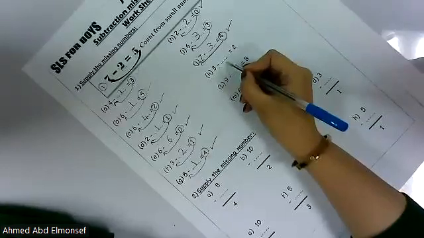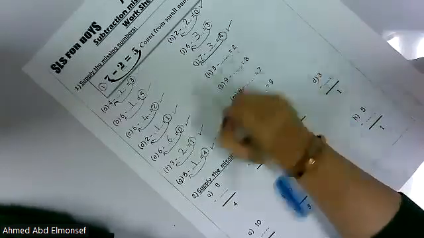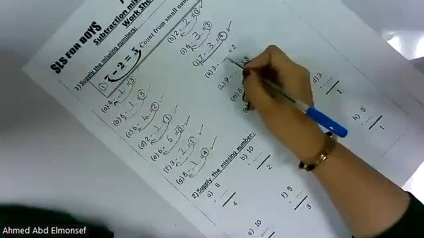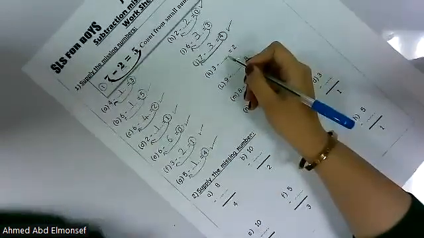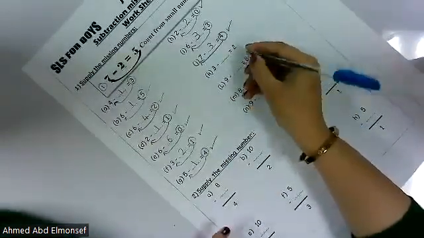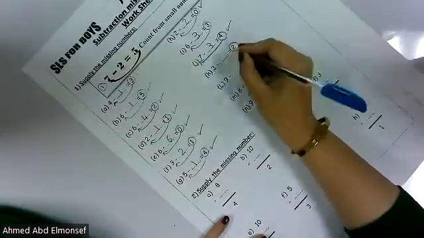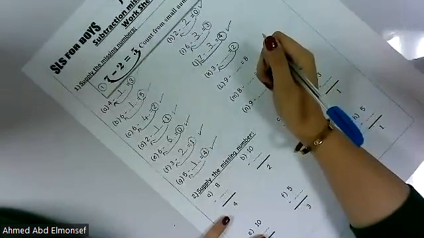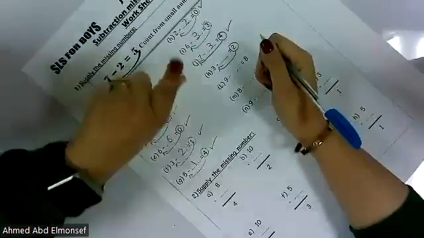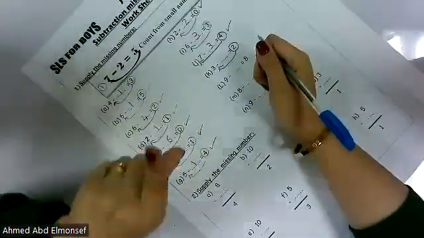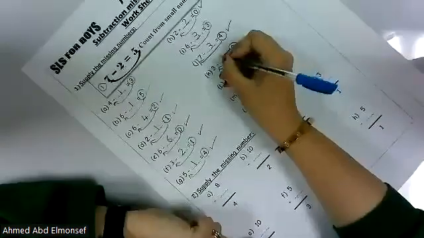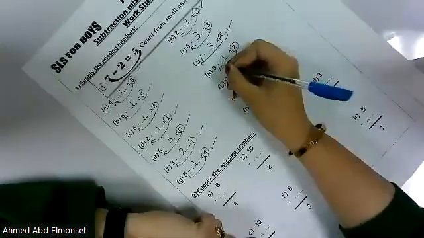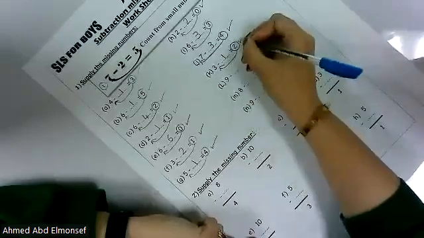3 minus dots equals 2. In this condition, the minus, keep it minus. Circle the small number, make an arrow. Close your hands and count. After 2, 3. How many fingers? Only 1 finger. So I'm going to write 1. So 3 minus 1 equals 2.